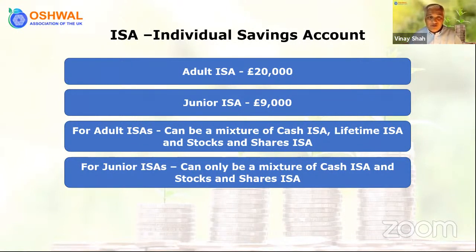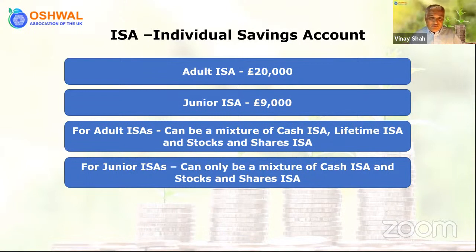And as it says there, for adult ISAs, this can be a mixture of cash ISAs, lifetime ISAs, and stocks and shares. So, for example, if you have a £20,000 limit, you could have a maximum of £4,000 in a lifetime ISA. You could have maybe another £5,000 in a cash ISA, and the balance £9,000 you'd be able to put into the stocks and shares ISA. So you can have one of each for that year, and then do a new one with another provider or someone else the next year. With junior ISAs, you can only have a mixture of cash ISAs and stocks and shares. The lifetime ISA is not something that junior ISAs will allow because the lifetime ISA is for people over 18.